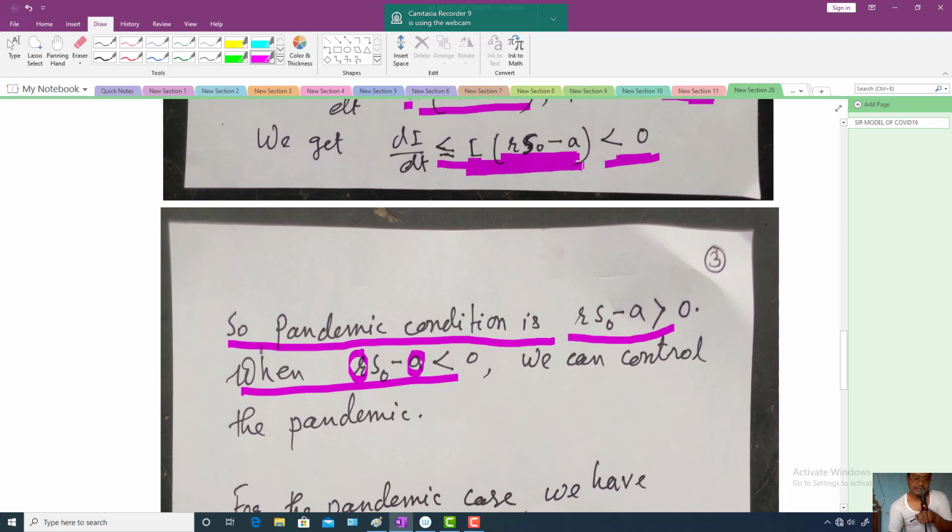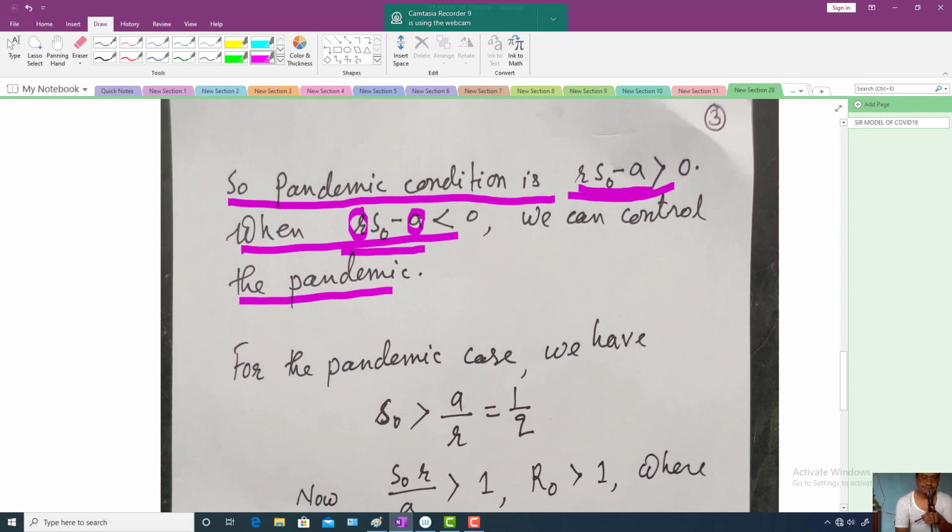Then let's see. The pandemic condition is that this term is positive: RS naught minus A is positive. If it is positive, the rate of infection is increasing, so the pandemic is there. When RS naught minus A is negative, then we can control the pandemic. That means the infection rate is decreasing. So how to make this negative? All the possible ways and means to make dI/dt negative is all about controlling the pandemic.